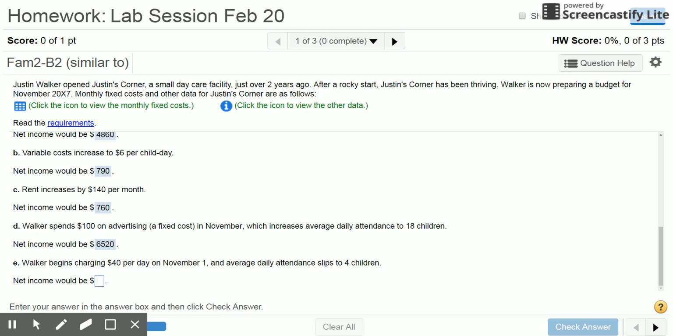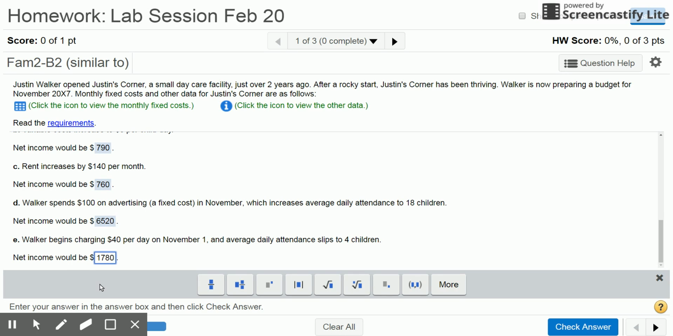Next part, it says Walker begins charging $40 per day and average daily attendance slips to 4 children. So if we go to the 4 children, it will leave us with 22 times 4, which is 88 students, and 88 multiplied by 40 minus 5, it will be 35, minus 1300, it will give us 1780.